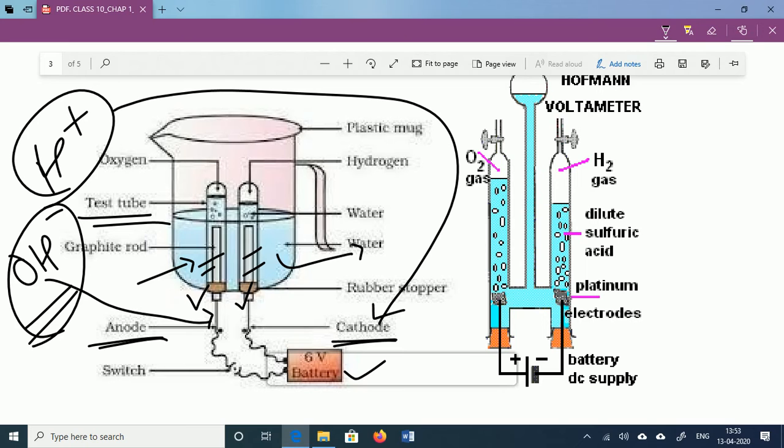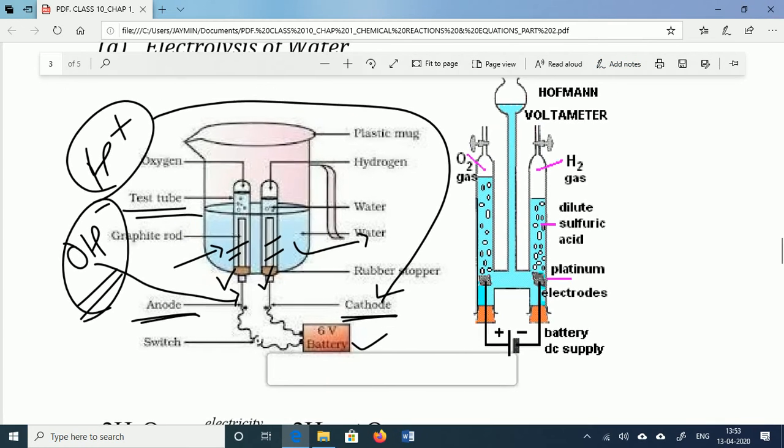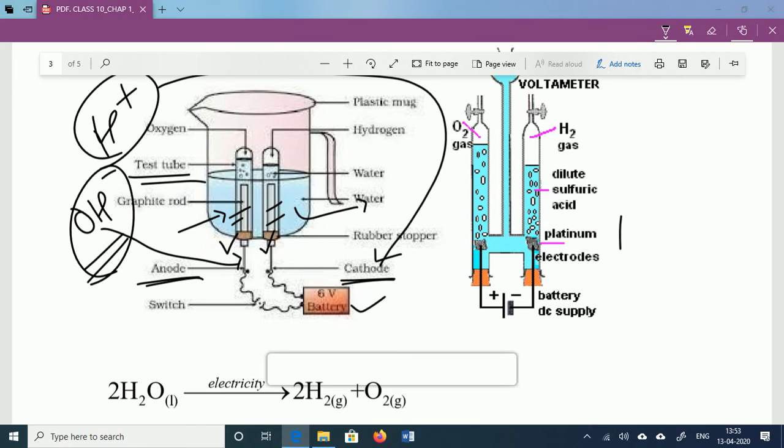going to be attracted. So when the H plus reaches the cathode, that H plus will receive the electron from the cathode. Why? Because the cathode is the negative pole. So H plus receives the electron from the cathode and is converted into H2 gas. 2H plus receives 2 electrons and is converted into H2 gas at the cathode.